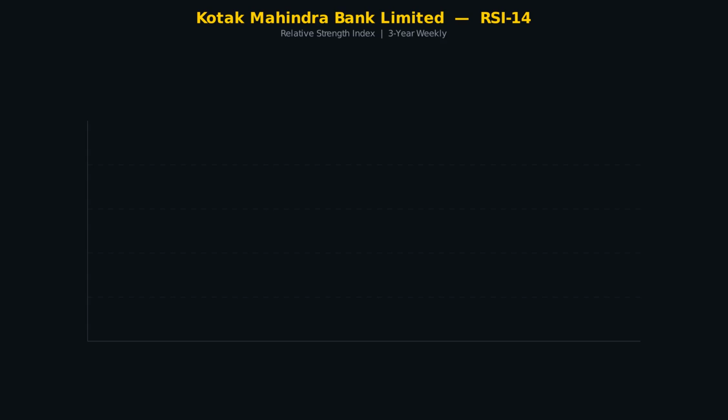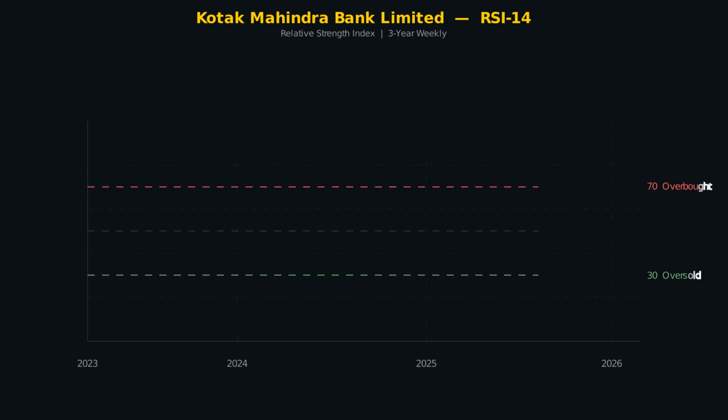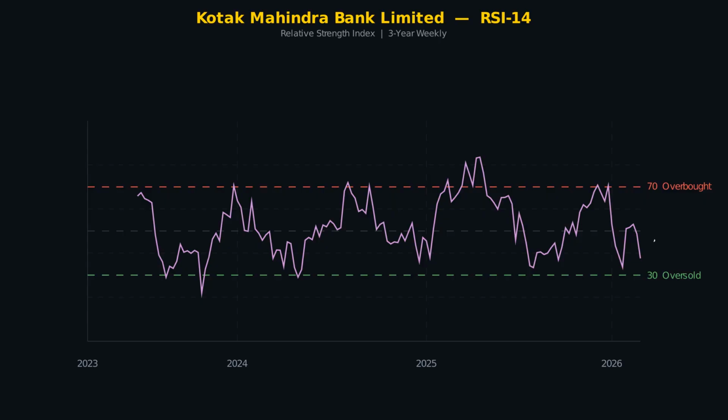Here is the RSI chart for Kotak Mahindra Bank Limited over 3 years. The red dashed line at 70 marks overbought. The green dashed line at 30 marks oversold. The current RSI reading is 37.6. RSI is in neutral territory. Momentum is balanced between buyers and sellers.